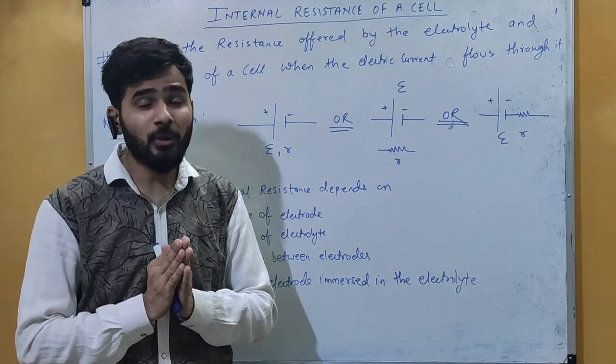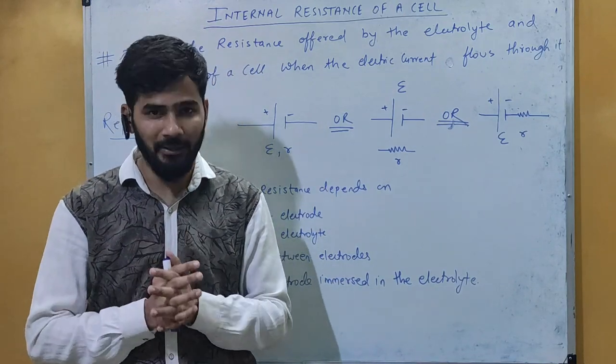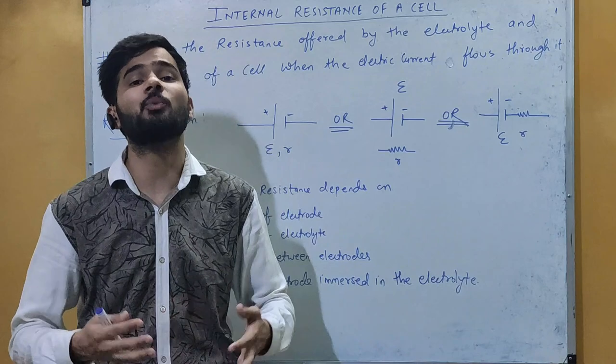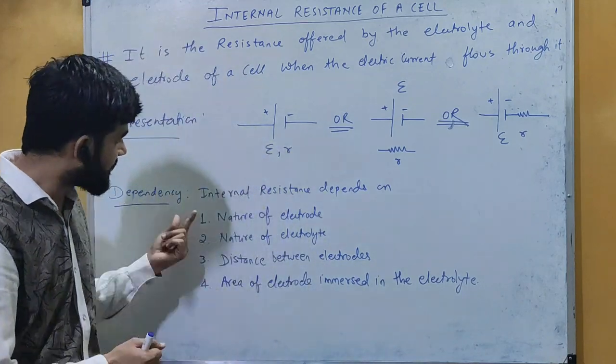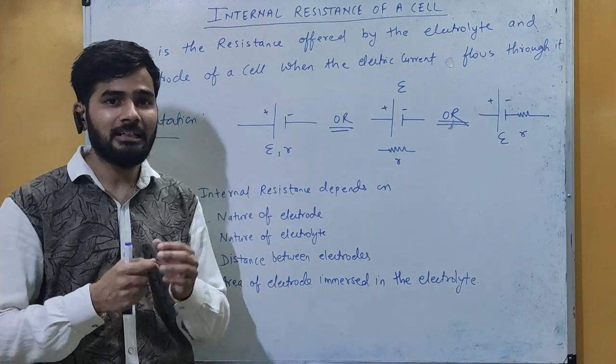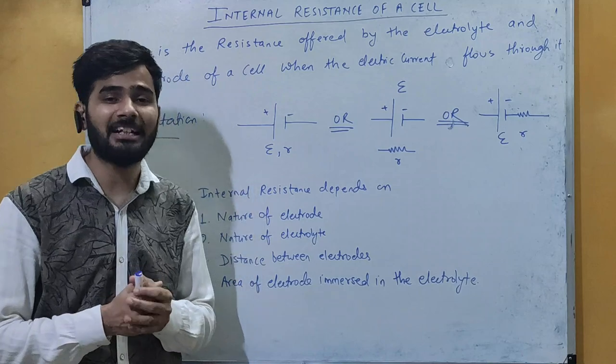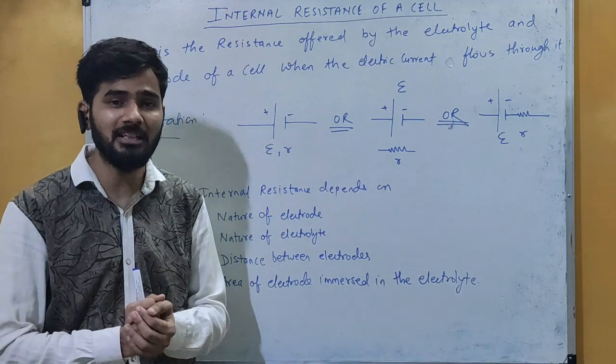Now, on which factors does the internal resistance of a cell depend? We have four parameters. The first one is the nature of the electrode. The electrodes we put there, one positive and one negative, what is the nature of that electrode? Based on that, the internal resistance depends.